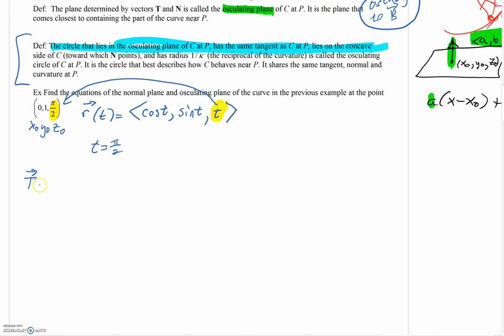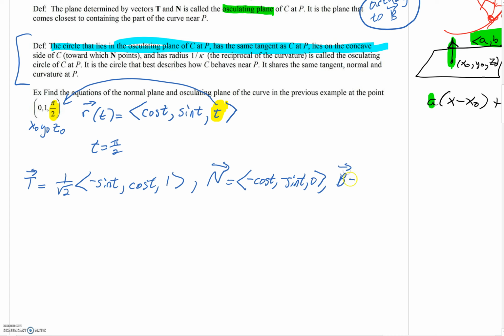But just a couple of reminders. You might remember that we had our unit tangent vector from the front page. We had 1 over root 2, and that's negative sine of t, cosine of t, comma 1. We had our normal vector, which was negative cosine of t, negative sine of t, and 0. And we also found our binormal vector. Whether you want to keep that 1 over root 2 inside or out is completely up to you. But we had those 3 basic vectors.